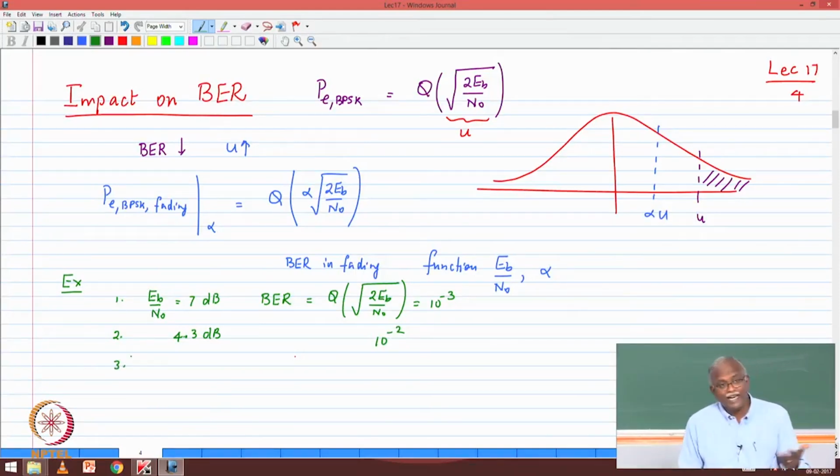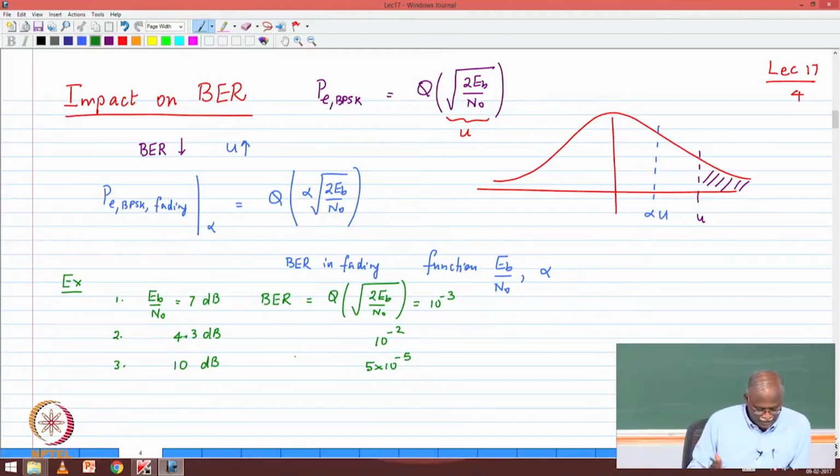You shouldn't say that I'm biased, trying to prove a point, taking all values below. Let's say that the experiment gave me 10 dB on the next trial. Very fair experiment. This is 5 into 10 power minus 5. Excellent BER performance, because that's a very steep portion of the graph. And then the fourth one, really bad, 2 dB, 4 into 10 to the power of minus 2.